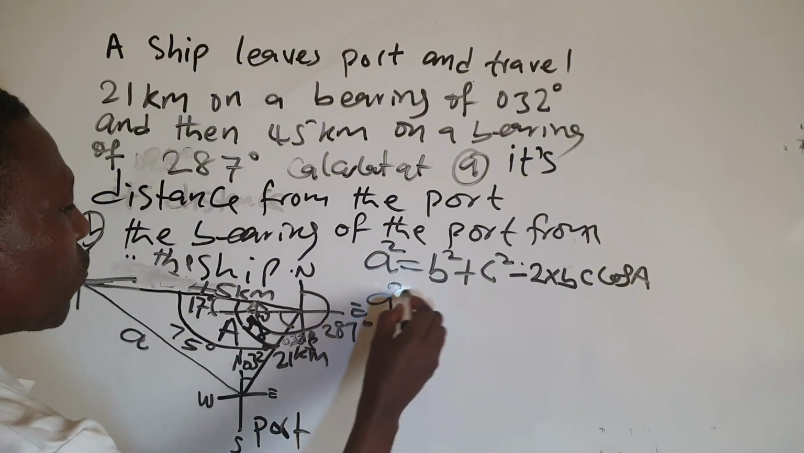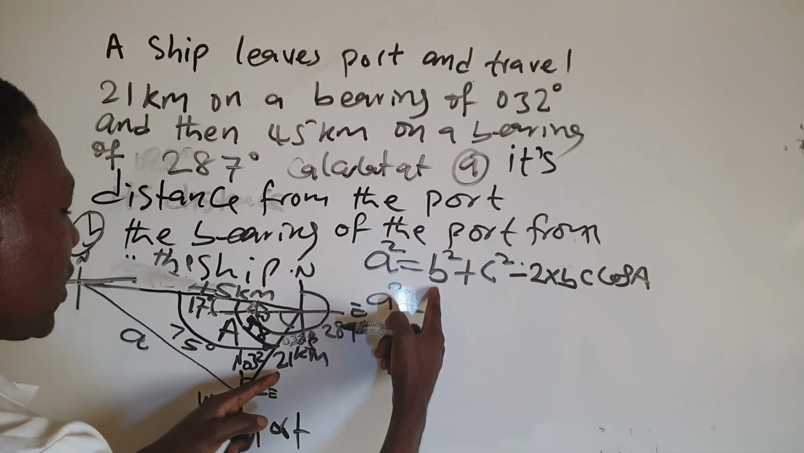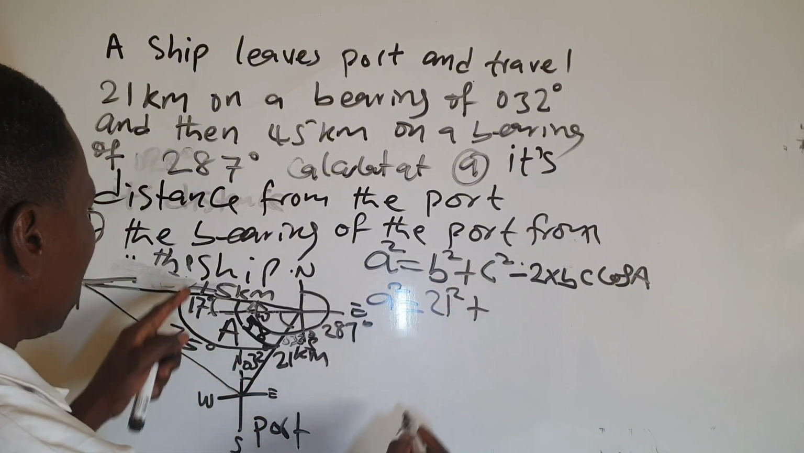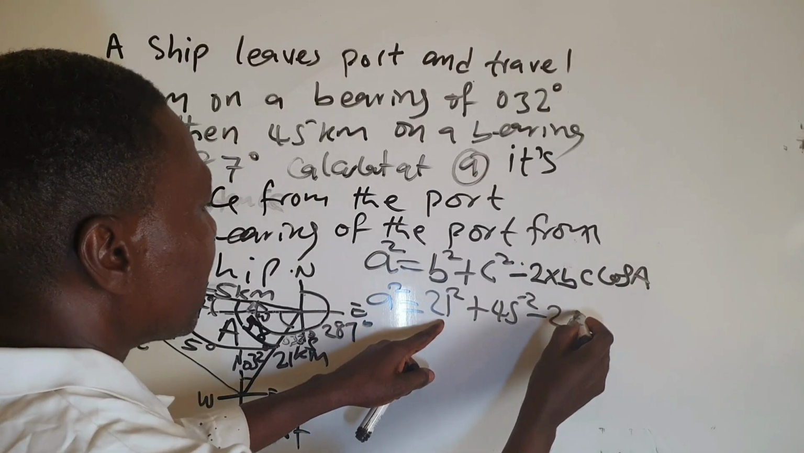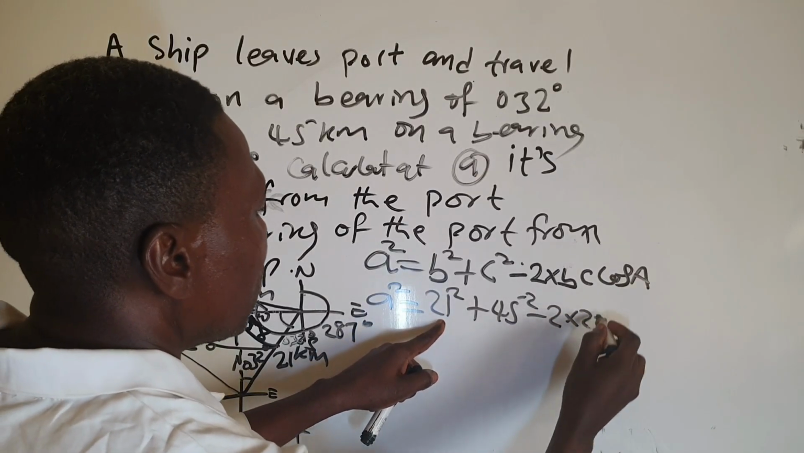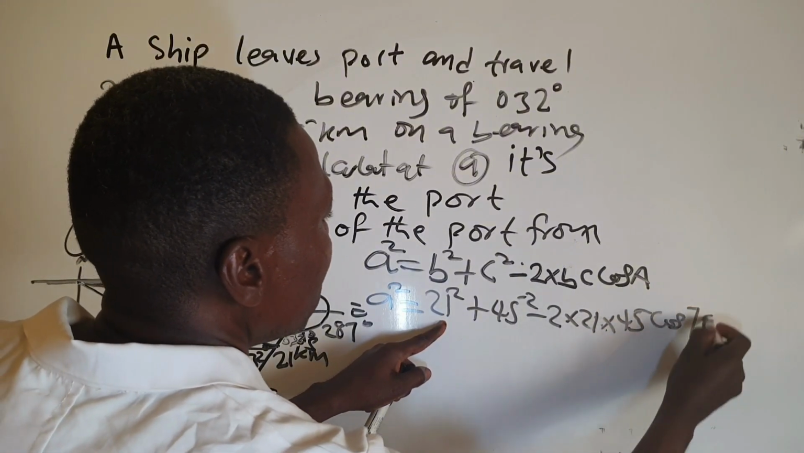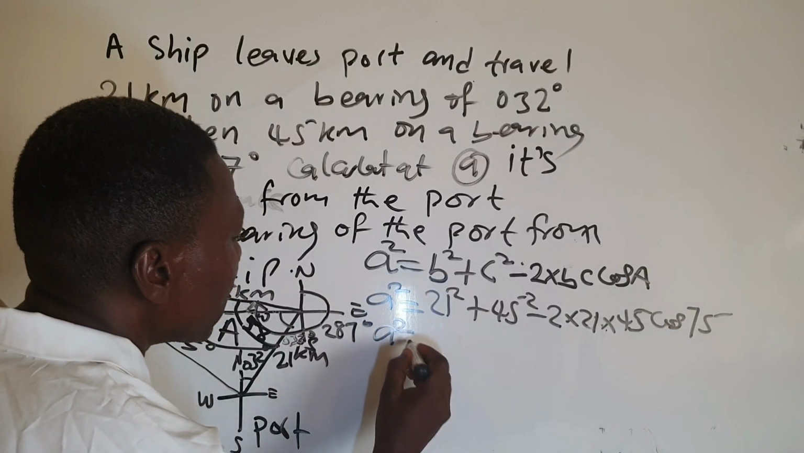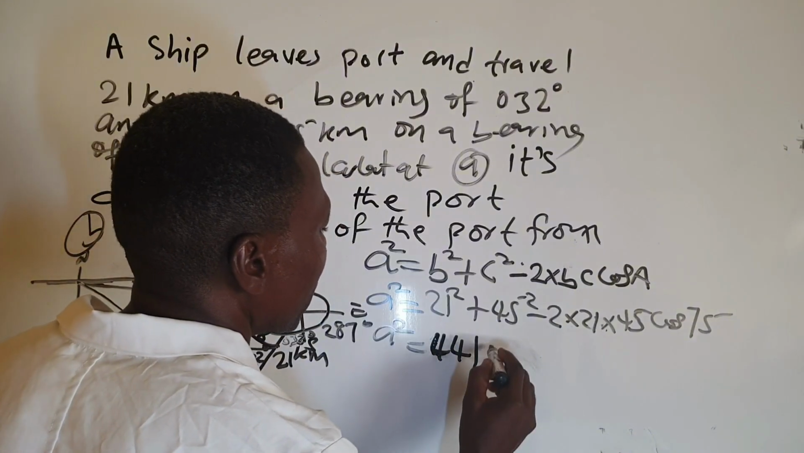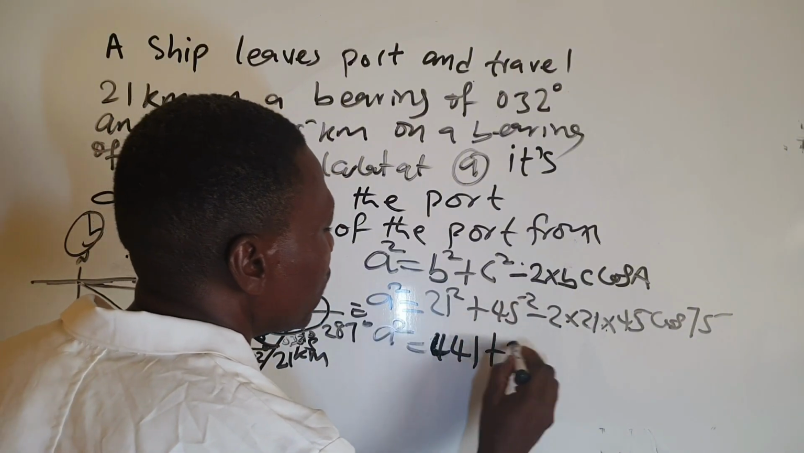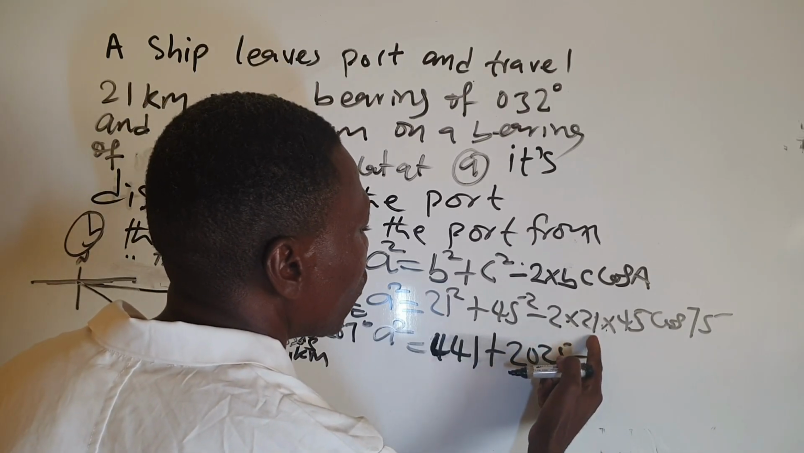So now A square equals to, here is what? Here, let us take it as 21 square plus 45 square minus 2 times that side, 21 times 45 cos 75. We have A square equals to 21 squared, which is 441, plus 45 squared, which is 2025, minus 2 times 21 times 45.